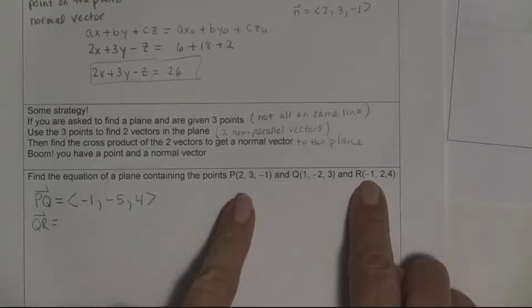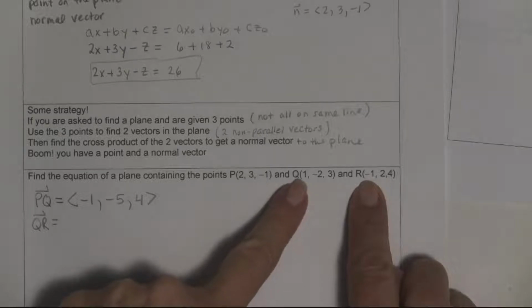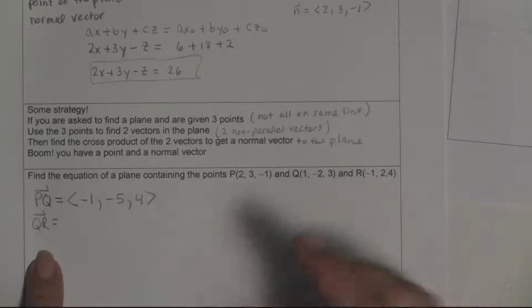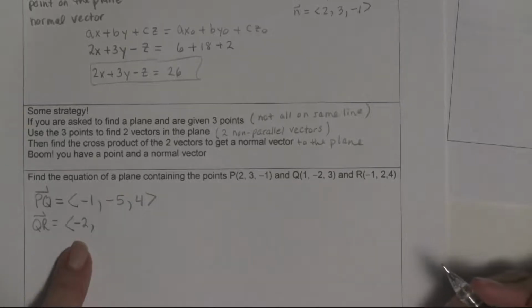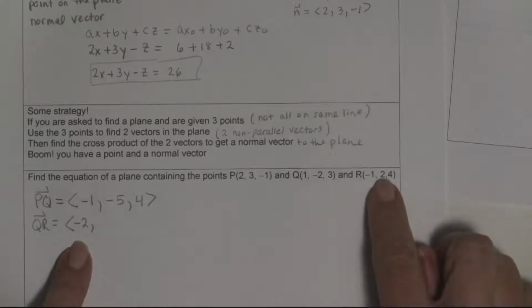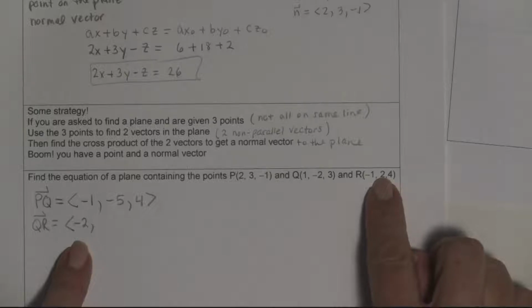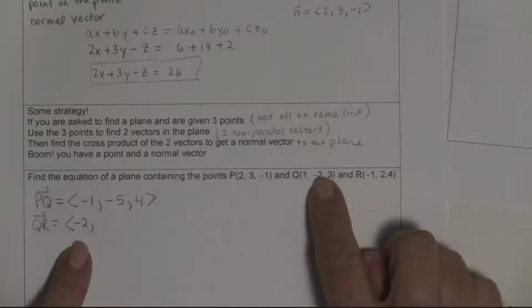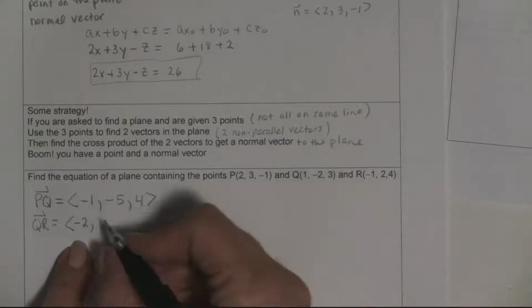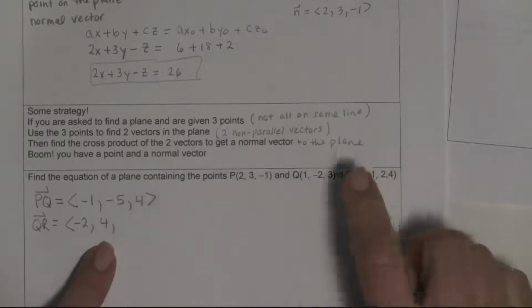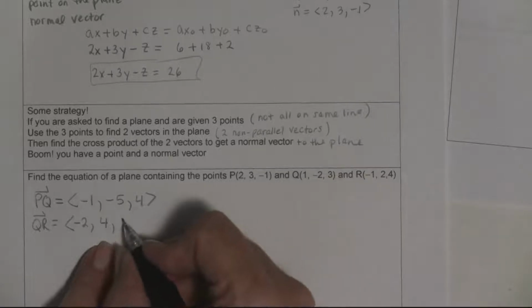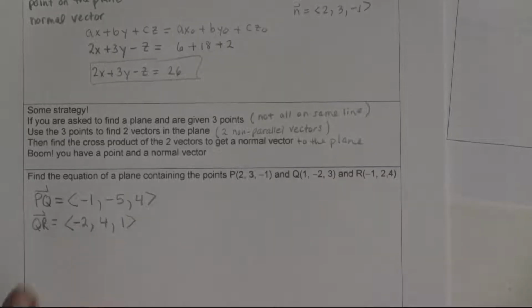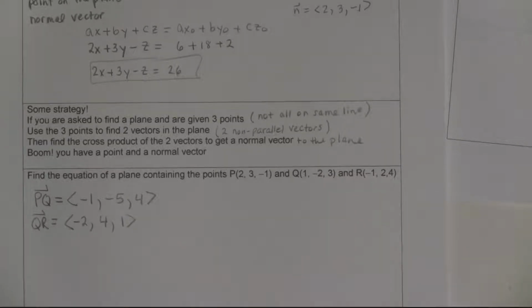So -1, and I was going to do Q, -1, that would be -2. So I'm creating the 2 vectors that are not parallel with one another. And then 2, take away -2, that's 4. And 4, take away 3 is 1. Okay, so I have these 2 vectors, and they're not scalar multiples of one another.